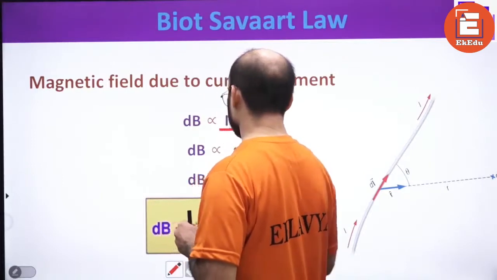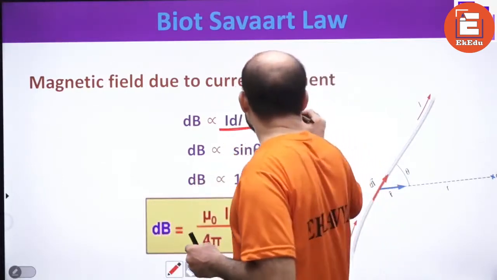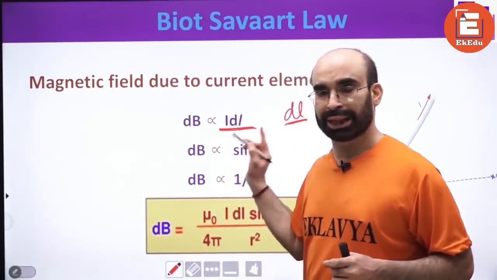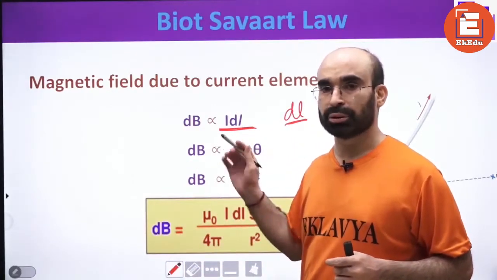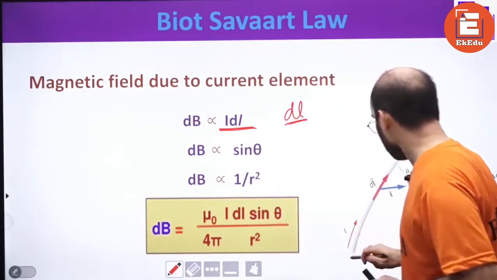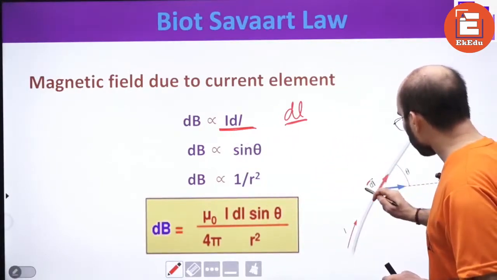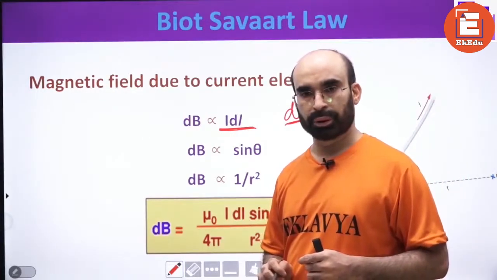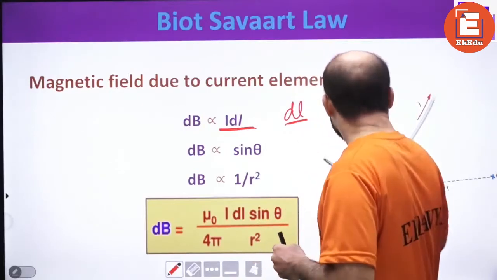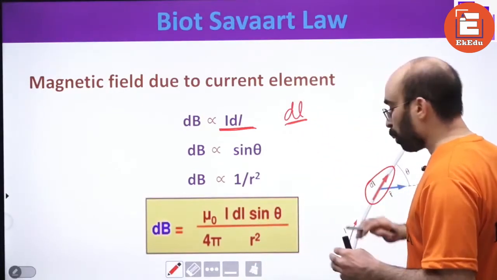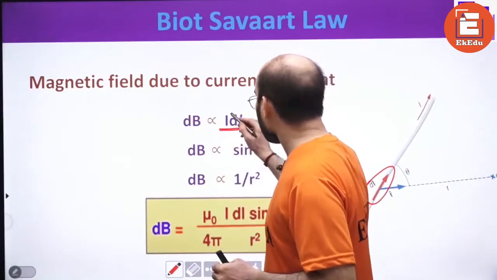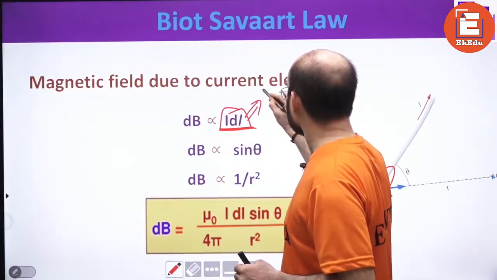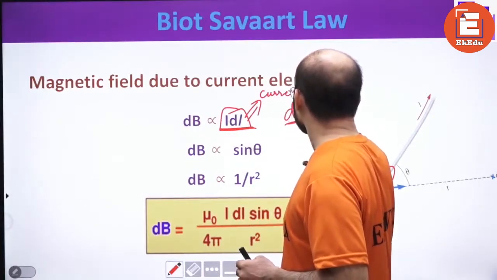First is dl. What is this dl? It is the length element. If this is a conducting wire, this small portion you can see here is dl. Then you have current. So usually we call this dl to be the current element.